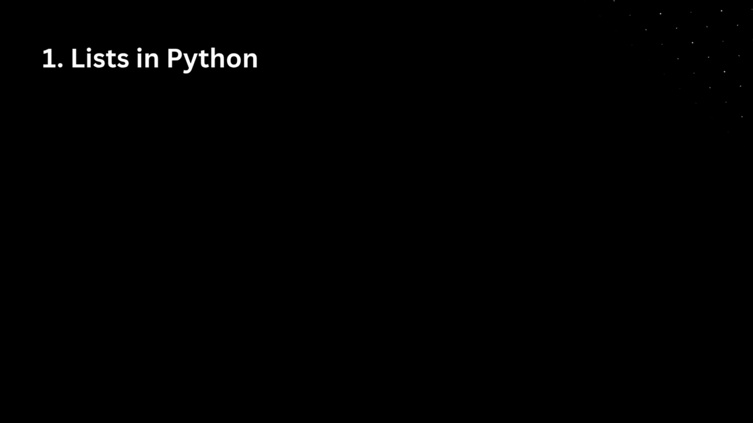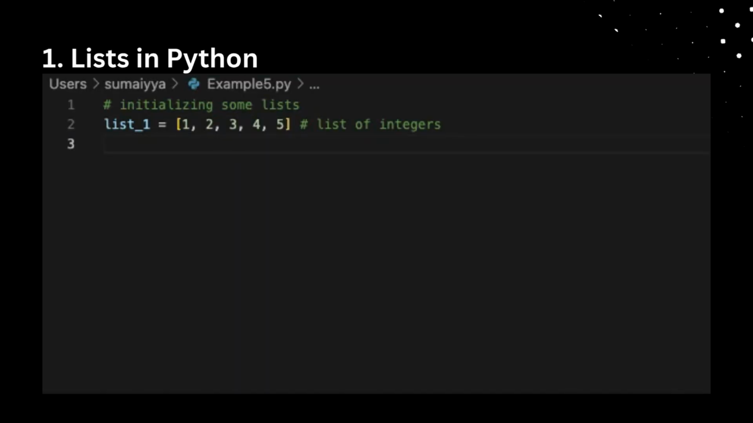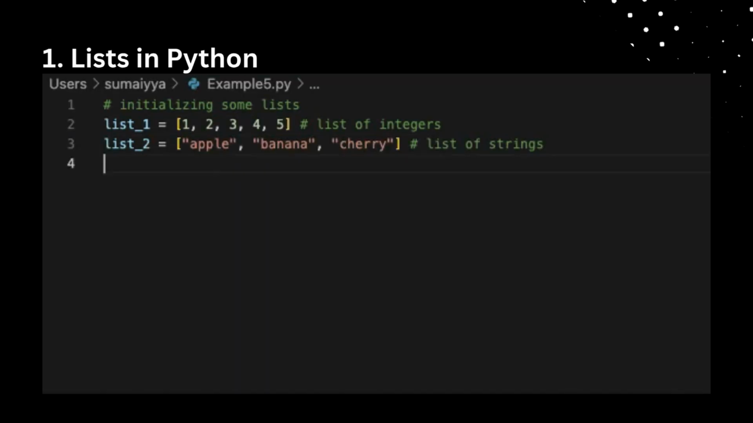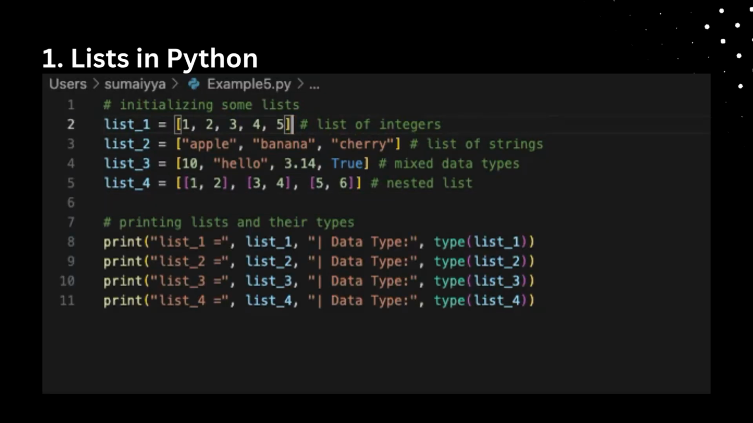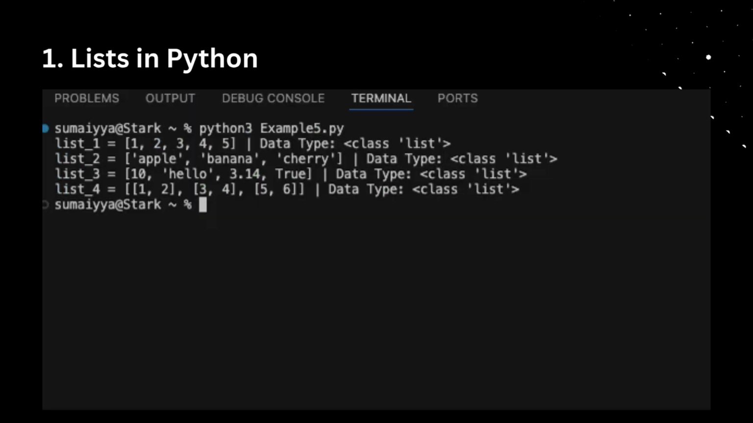A list in Python is an ordered, mutable collection of elements. It can store values of different data types such as numbers, strings, or even other lists. Lists are defined using square brackets. Here I have list 1 with integers, list 2 with strings, and list 3 containing mixed values like numbers, text, and a boolean. Python even allows nested lists like list 4, which contains other lists inside it. When I check their types, Python shows class list for all of them. This makes list one of the most powerful and flexible data types in Python.